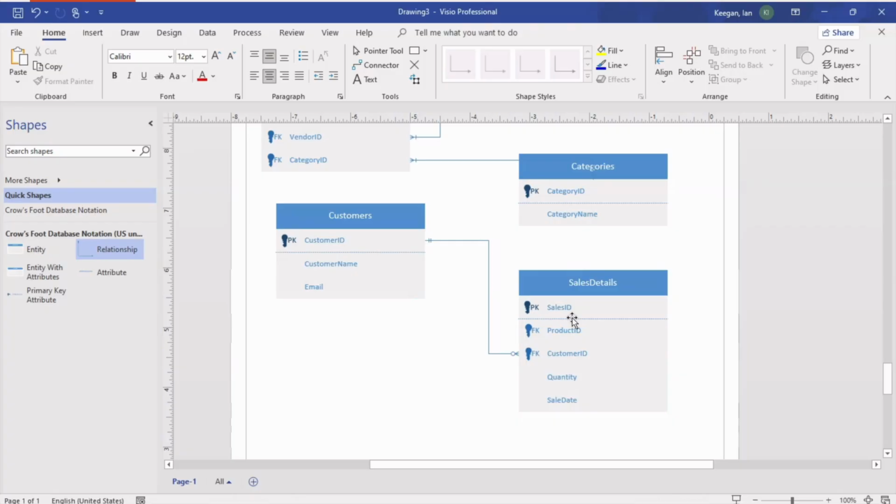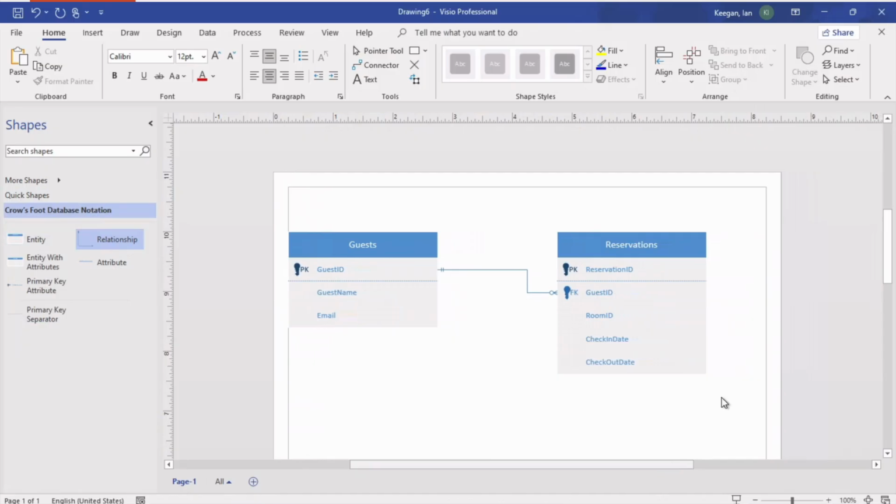Here we have the customers to sales details relationship, and one customer could have multiple sales records, but each sale record only belongs to one customer. Okay, moving on to the hotel system.